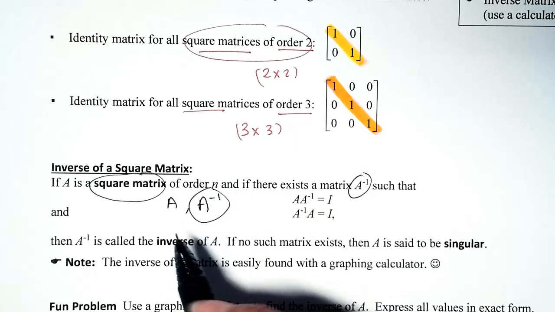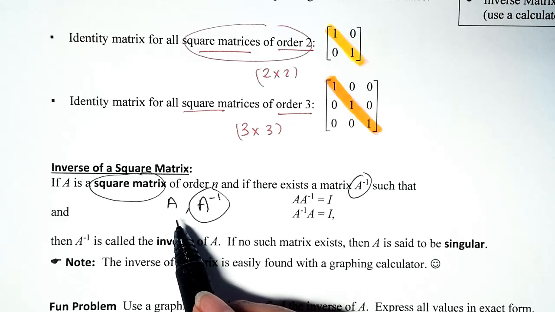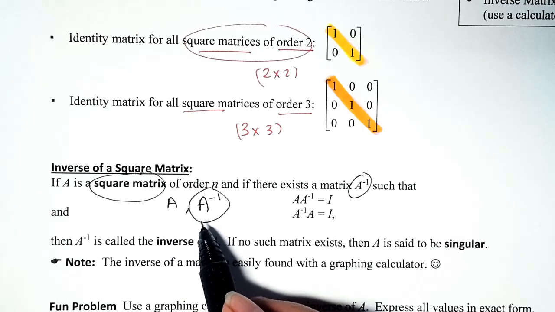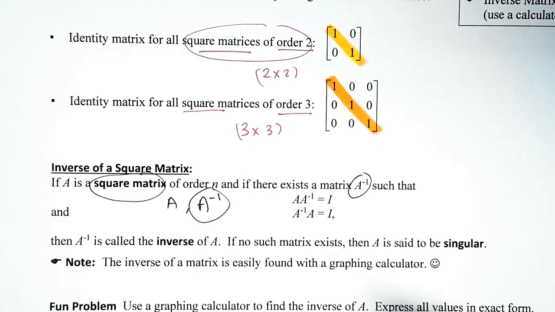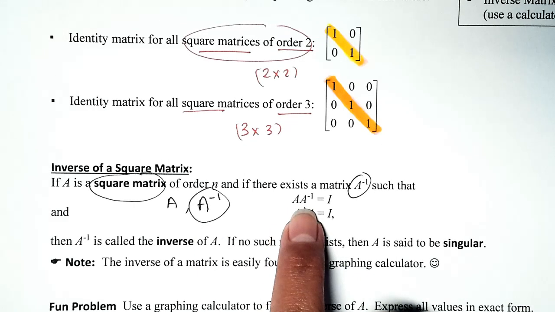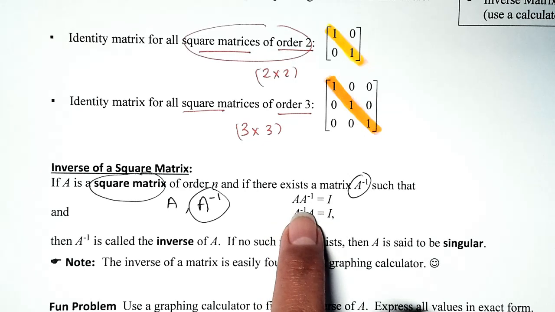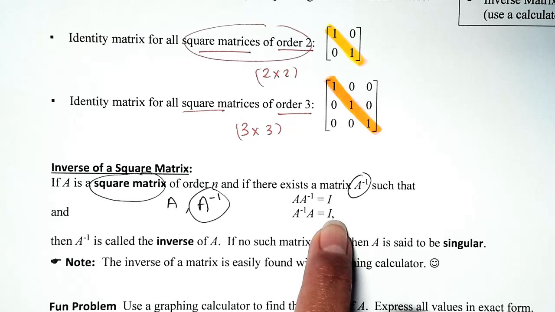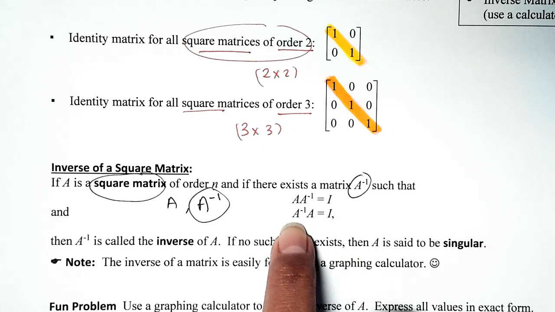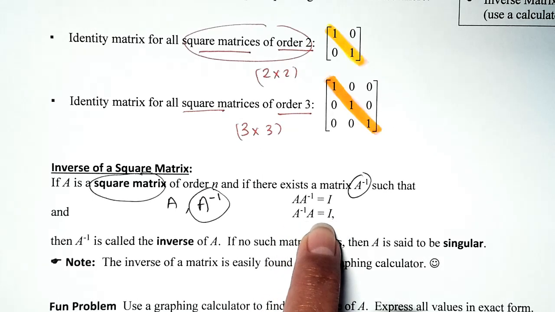Now, if we have a square matrix and the inverse exists, what has to hold true? The product of the matrix and its inverse needs to give us the identity matrix, and the product going the other way around should also hold true. The product of the inverse of some matrix and its matrix should give us the identity.